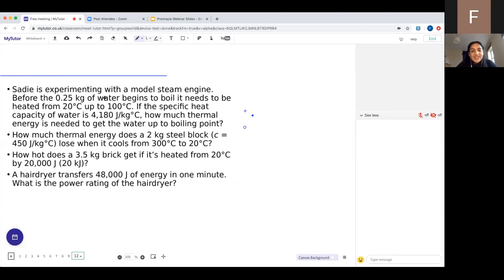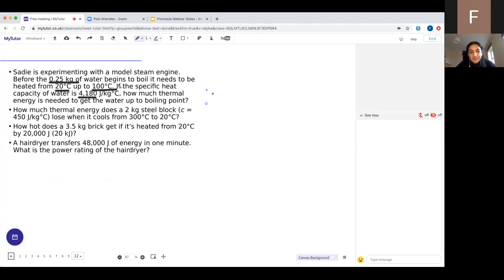So Sadie is experimenting with a model steam engine. Before the 0.25 kilogram of water begins to boil, it needs to be heated from 20 degrees up to 100 degrees. If the specific heat capacity of water is 4,180, how much thermal energy is needed to get the water to boiling point? Okay, so a long, wordy question, which is not uncommon in a GCSE.